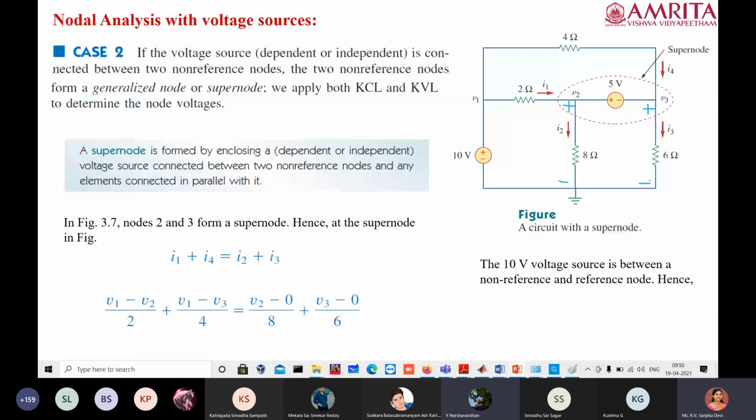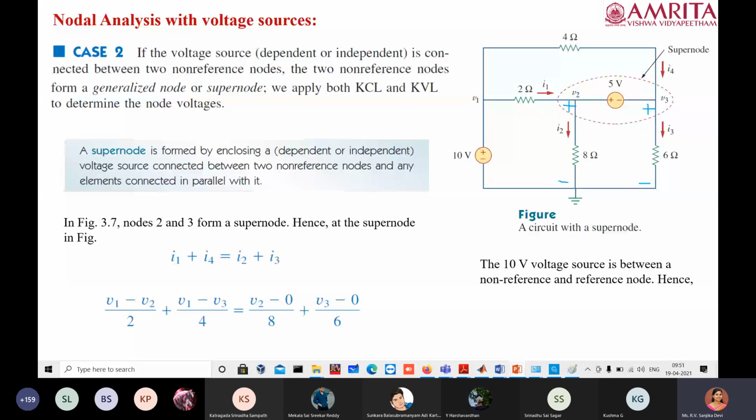Ma'am, if the current is in the opposite direction, for I2 also, should we take plus and minus? Which current? The I2 in the 8 ohm branch. If it's in the opposite direction also, should we take plus on top, negative down? See, once you fix the nodal voltages, then you can fix the currents.